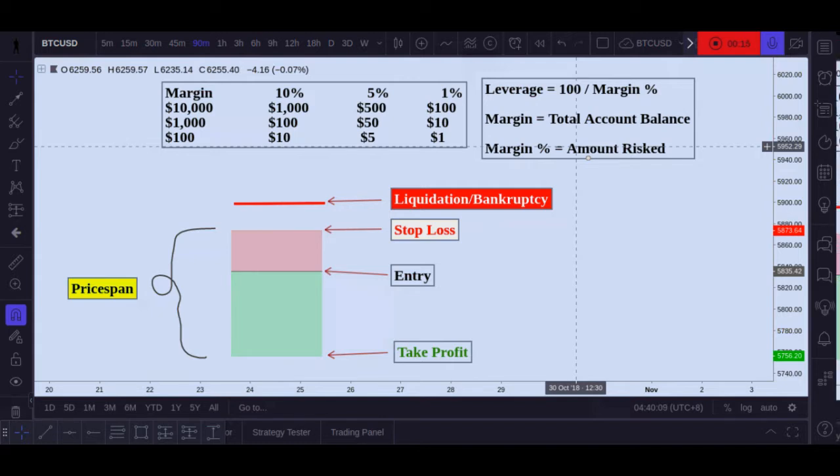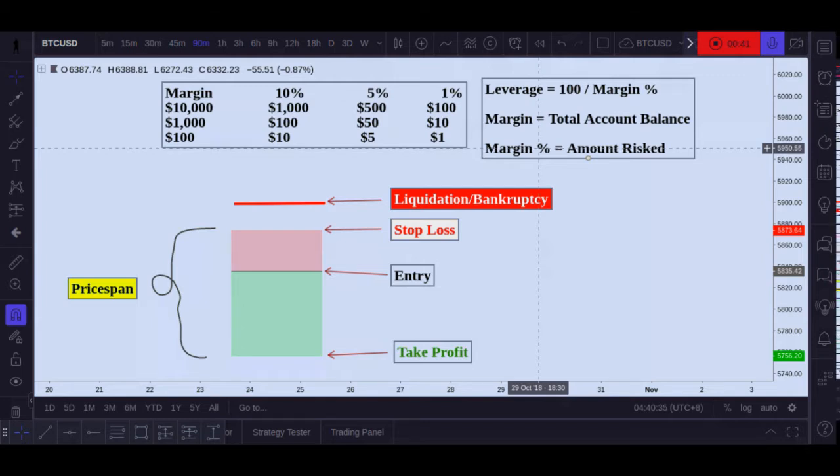Now the thing is, it all comes down to the math. So as you can see here in the top right corner, I have the equation, which is leverage equals 100 divided by margin percentage. That's the formula for calculating your leverage. So even though on BitMEX you have a slider that shows from cross leverage all the way up to 100x, the fact of the matter is you can achieve a lot more depending on your stop placement and your entry.